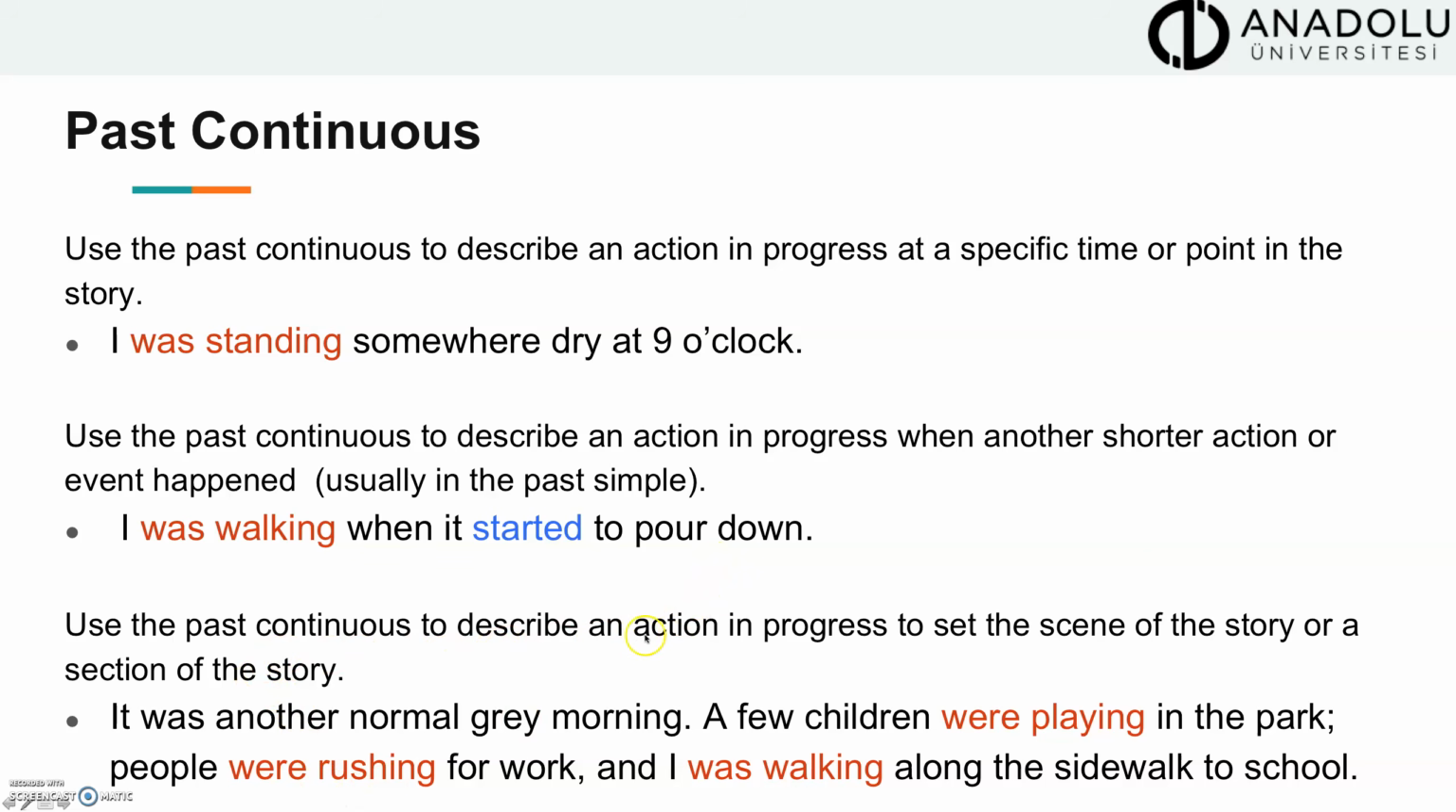We use it to describe an action in progress to set the scene of the story or a section of the story. Look at these sentences from the story. It was another normal gray morning. A few children were playing in the park. People were rushing for work and I was walking along the sidewalk to school. So we are setting the scene, a visual image in our minds with the use of past continuous tense.